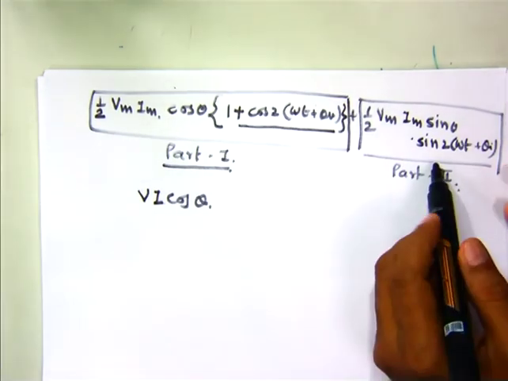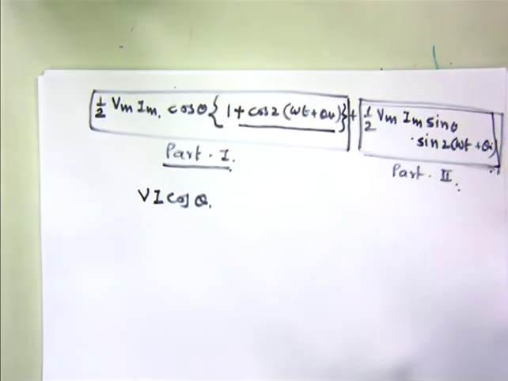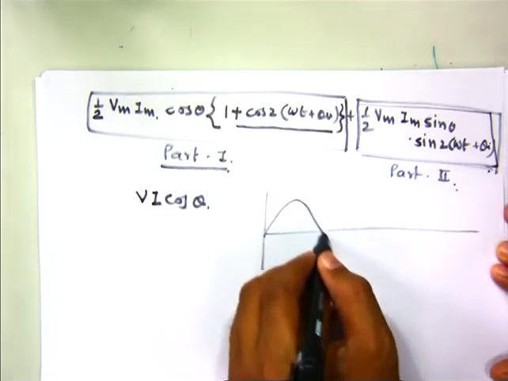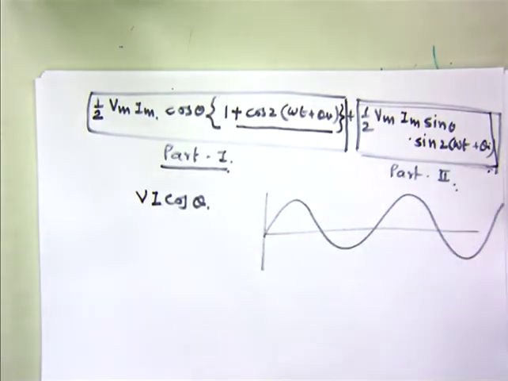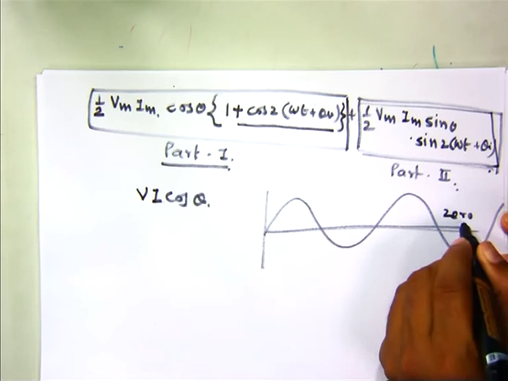Now this second component, if we draw its waveform, is basically oscillating, and this component has double the frequency with zero average value.